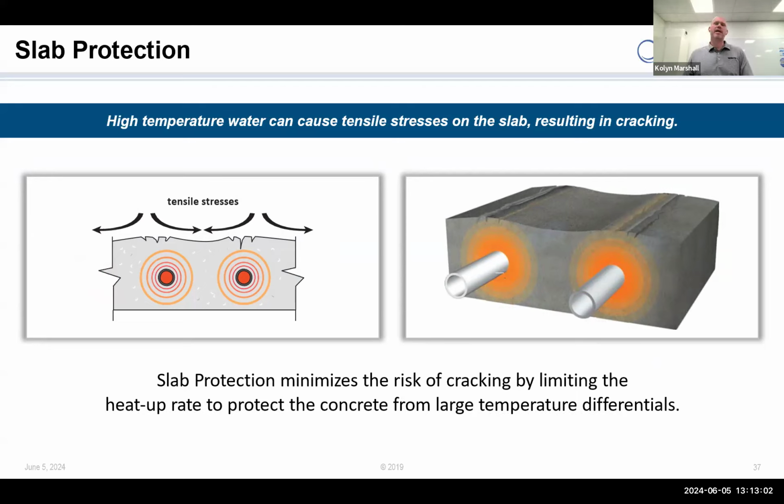When you talk about max supply temp in any hydronic system, almost everybody's going to say 150 is the max temperature you can run in a slab. And that's true to a point. The question is, where did the 150 come from?